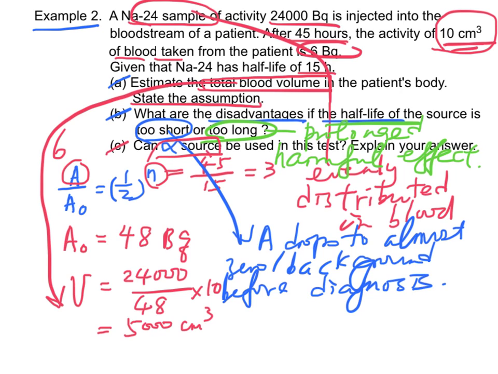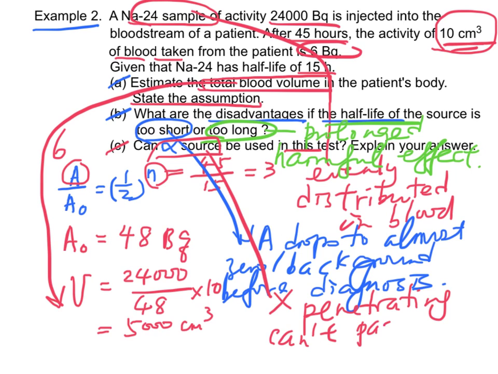Alpha source cannot be used in this test because the penetration power of alpha particles is extremely weak. It cannot pass through the body. Therefore, it cannot be measured by the counter outside the body.